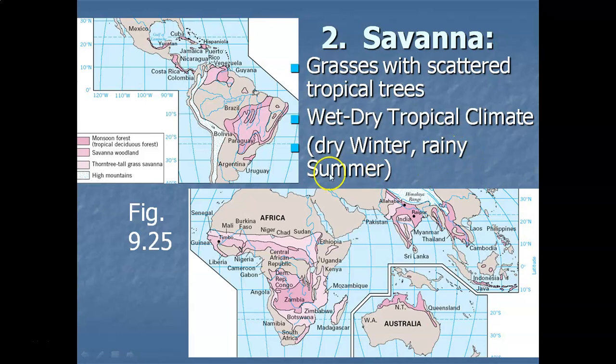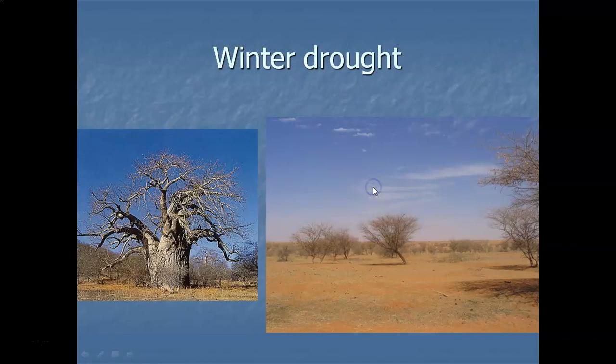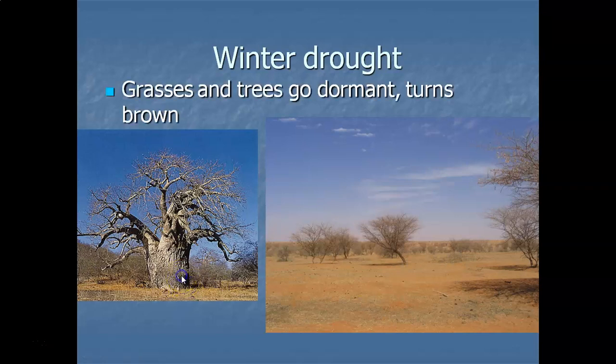And then the rains come, and our climate graph said 70 or 80 inches, but you could actually get well over 100 or 200 inches during the summer rains. Yeah, so here we are in Africa, in southern Africa, and so here's the winter drought.